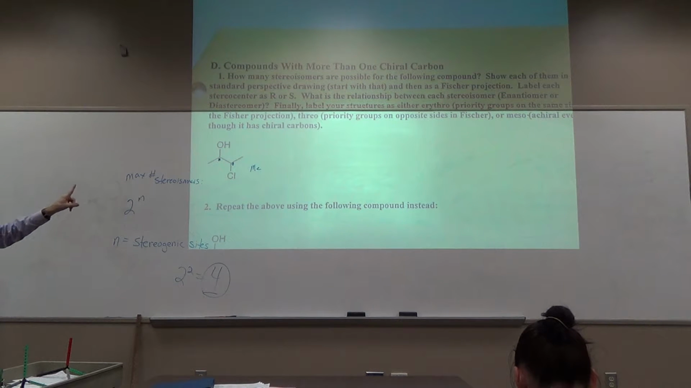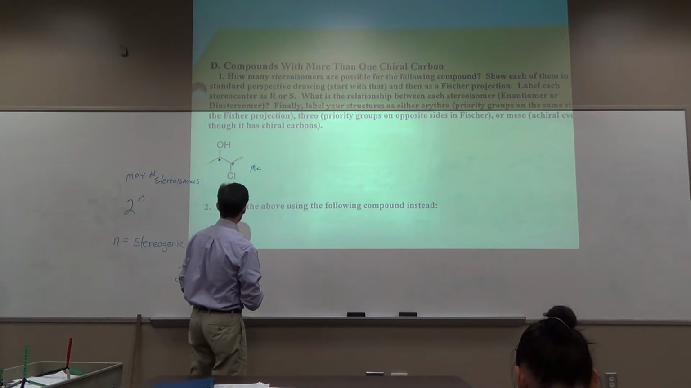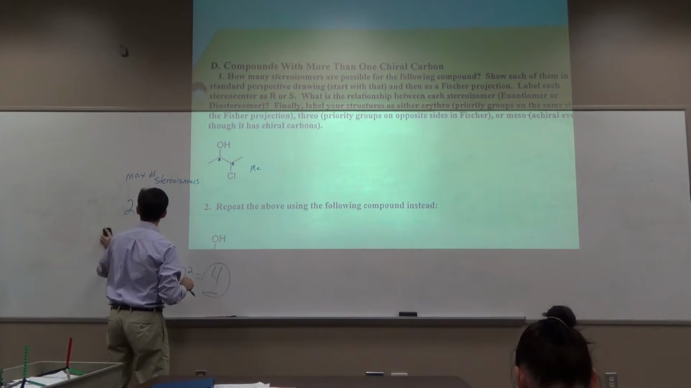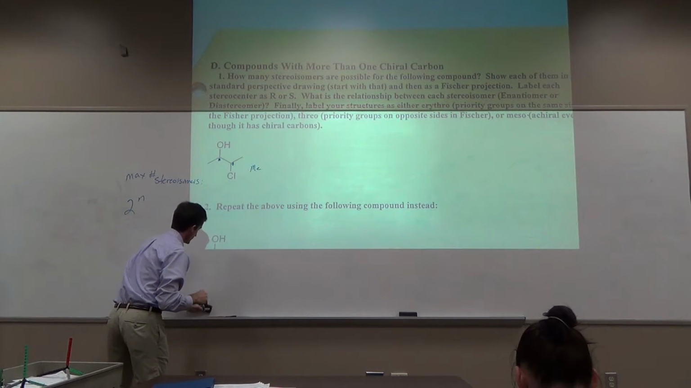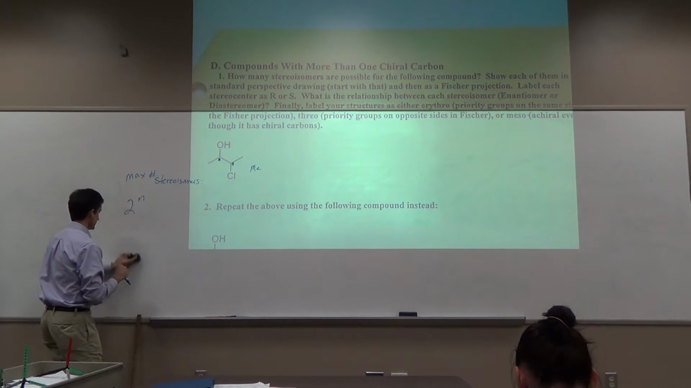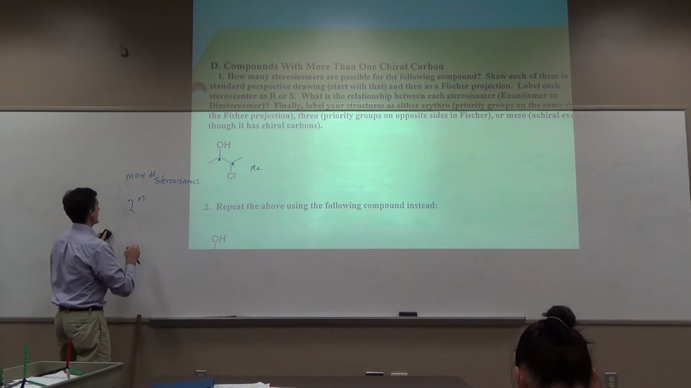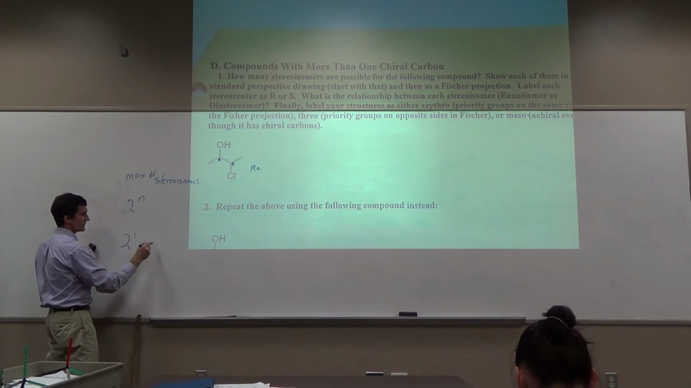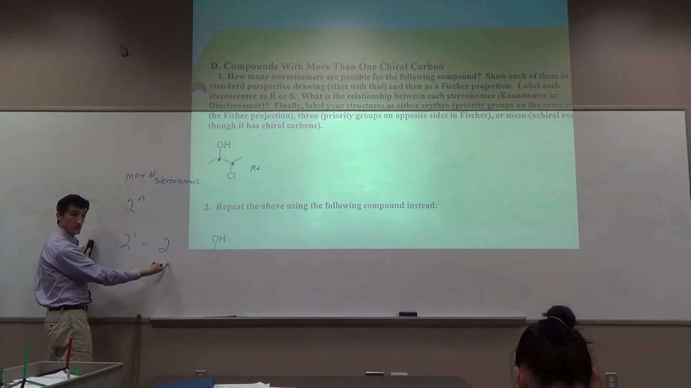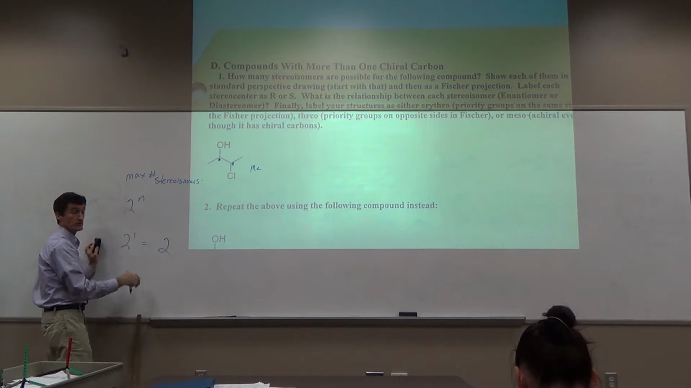Can you draw them? First, as a perspective drawing. The perspective would just be using the dashed and bold. I'll do the first one for you. Let me do it a little bit low here. By the way, we've already done 2 to the 1. What does that equal? 2. When there's just one chiral carbon, you get 2 stereoisomers, the R and the S.